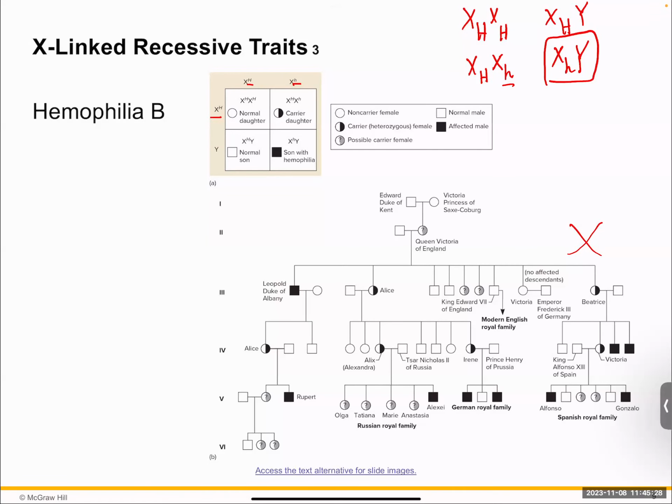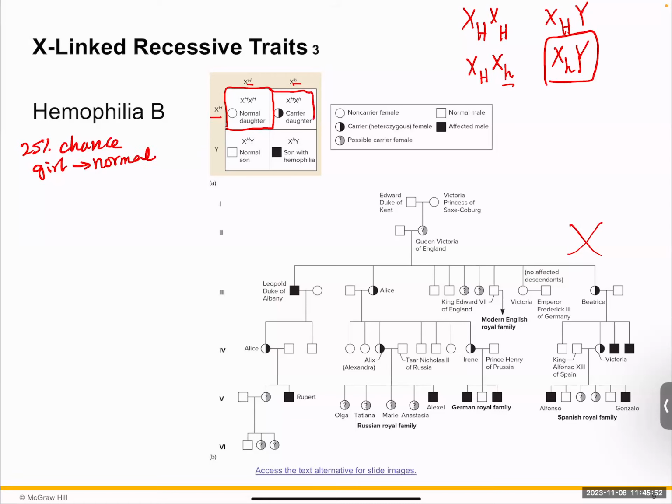So in the first box right here, what they're both contributing is a capital H, which means there is no chance of this child having any hemophilia. And because it's an X and X, you have a 25% chance of having a girl, a female that is normal. And I'm going to kind of spell it out.